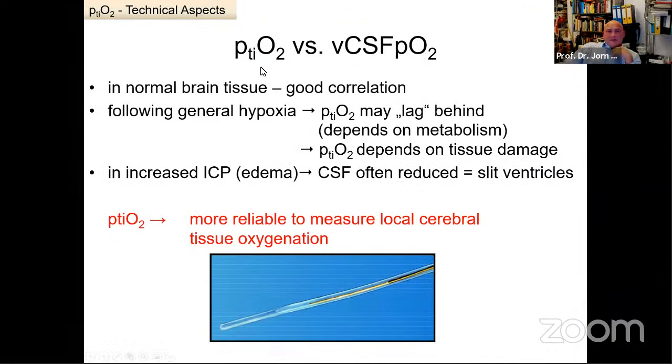So here again, the oxygen pressure in the tissue versus the oxygen pressure in the ventricles. You have a relatively good correlation in normal brain tissue, but in general hypoxia, the tissue oxygen might lag a little bit behind, and it depends, of course, on the tissue damage. So when you put in a probe like this, you don't want to put it straight into an infarct, for instance, because you don't measure anything. So you always have to go into the penumbra to see whether this infarct is getting bigger, for instance. In general, the PO2 in the tissue is more reliable.